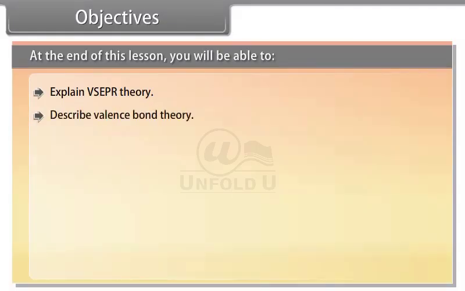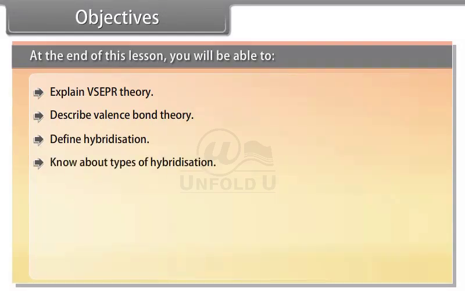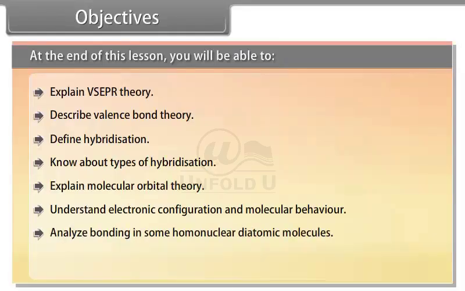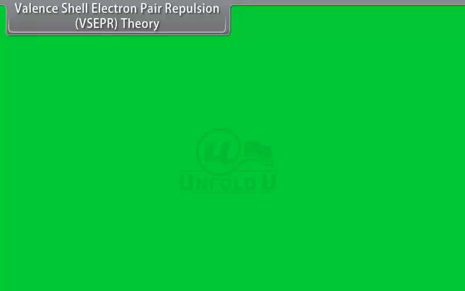Objectives. At the end of this lesson, you will be able to explain VSEPR theory, describe valence bond theory, define hybridization, know about types of hybridization, explain molecular orbital theory, understand electronic configuration and molecular behavior, analyze bonding in some homonuclear diatomic molecules, and define hydrogen bonding. Valence shell electron pair repulsion, VSEPR theory.